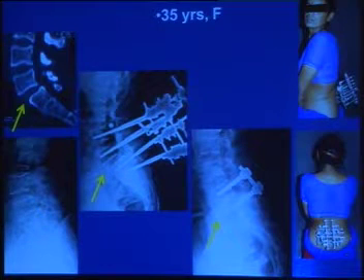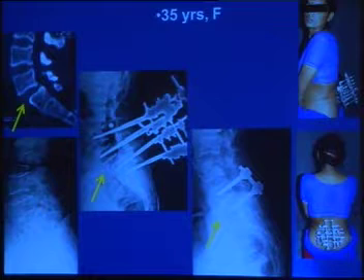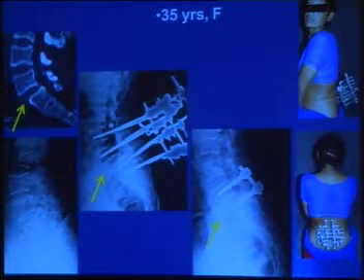So this was our subsequent case. This is L5 S1. Initially we gradually corrected the deformity and we applied 2 pedicle screws to maintain it, but nothing else, no decompression, no bony removal, nothing was done.